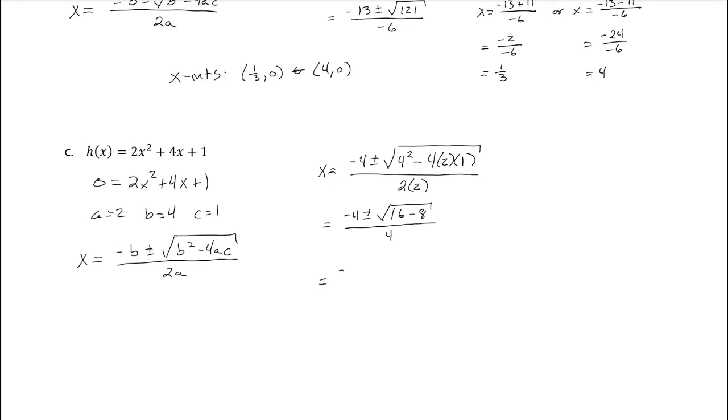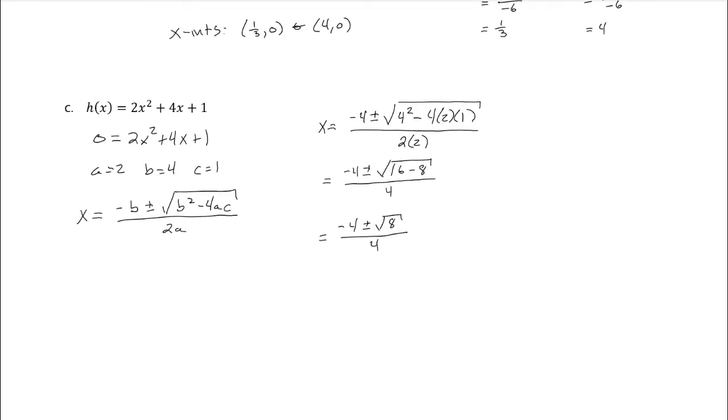We start simplifying now. On top, we'll have negative 4 plus or minus the square root of 8, all over 4. And we can't do a whole lot with this. The square root of 8 doesn't have a nice whole number answer. However, I can note that the square root of 8 equals the square root of 4 times 2. This is the square root of 4 times the square root of 2. The square root of 4 is 2, so we'll get that this is 2 square root of 2. So I can simplify this a little bit. It's negative 4 plus or minus 2 square root of 2, all over 4.